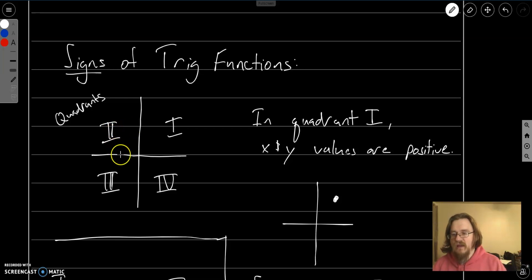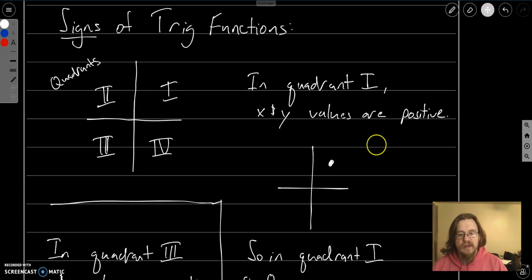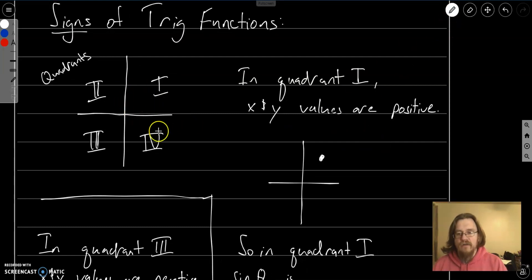When we're describing the trig functions, what we want to focus on is what quadrant our angle is going to be in. For instance, quadrant 1 is going to be in the upper right hand corner. All of our x and y values are going to be positive. So if we look at this point here, x is going to be over here, and y is going to be over there.